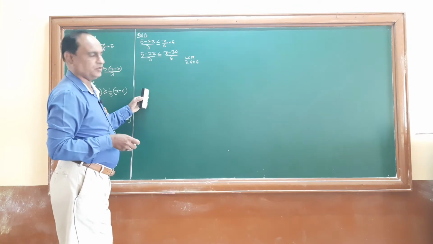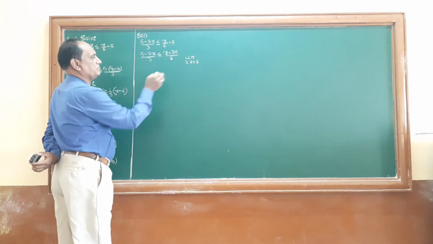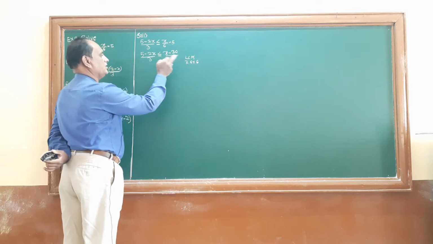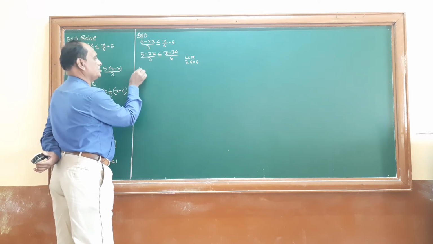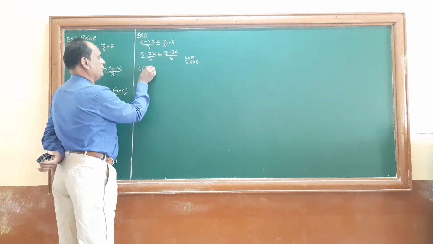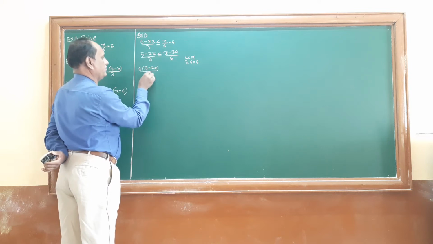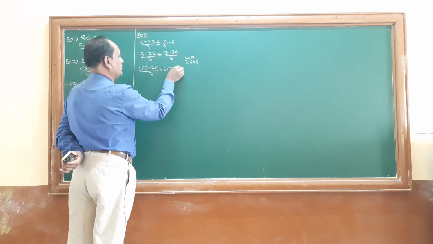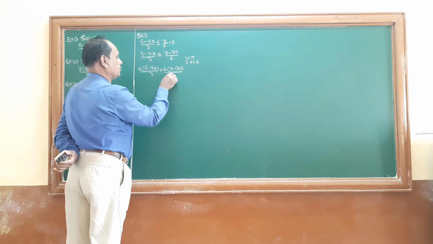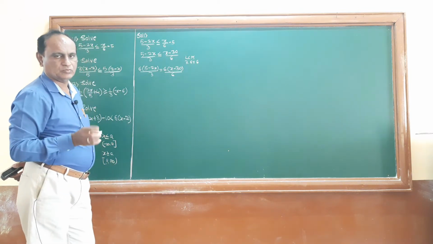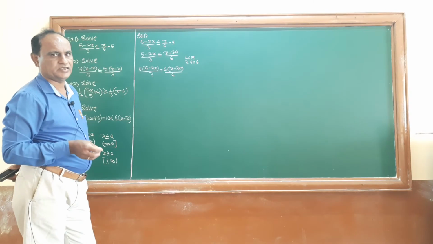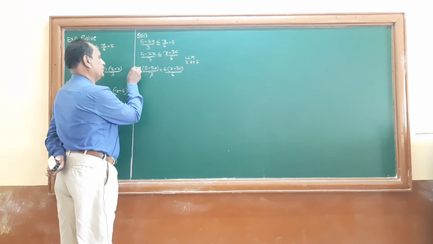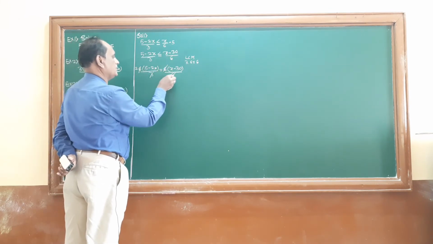So multiply both sides by the LCM, which is 6. Multiply both sides of the inequality by 6: 6 times (5 minus 2x divided by 3) is less than or equal to 6 times (x minus 30 divided by 6). Again simplify. 3 ones, 3 twos, and again the 6 gets cancelled.